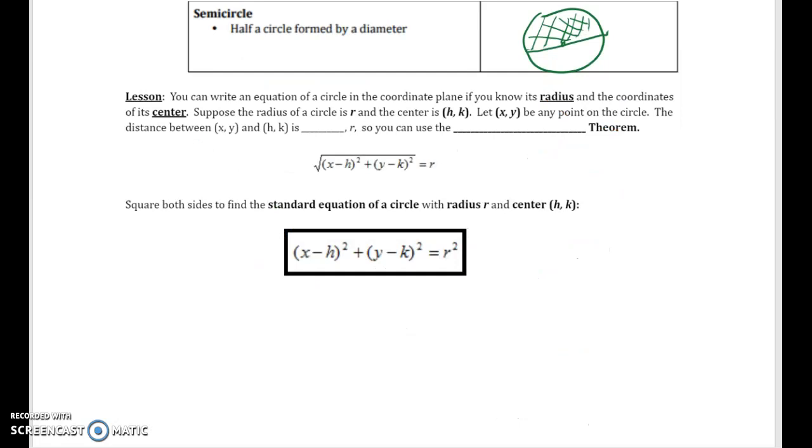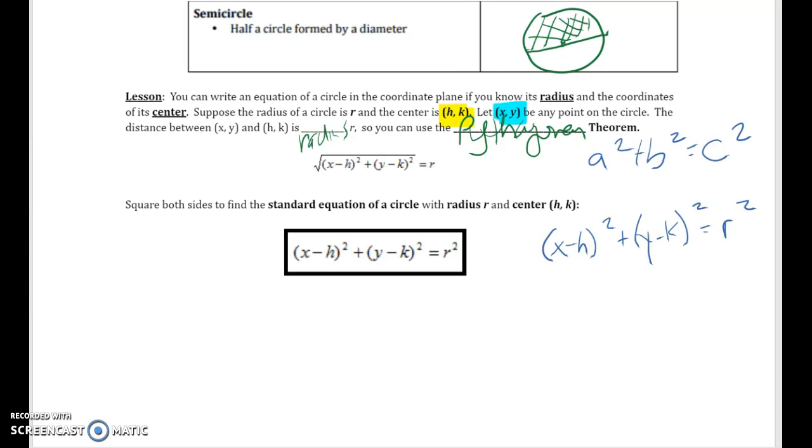So we can write the equation of a circle if we know the radius and the center. The center we denote with h, k. And x, y is a point on the circle. So the distance between the center and the point on the circle is our radius. And so we can use the Pythagorean theorem to find the distance between the center and the point.